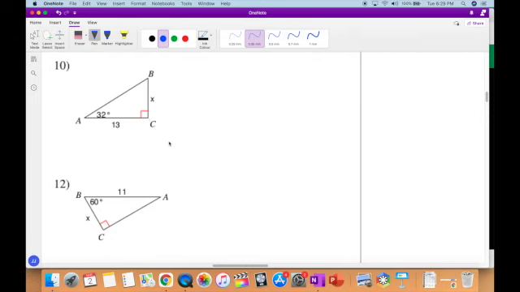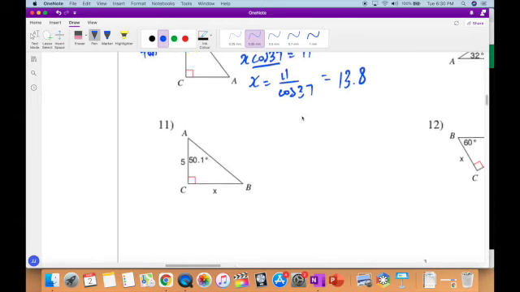All right. So in this one here, you could see that we have the adjacent, and we want the opposite. So it's tan we have to use, right? So the tan of 32 is equal to the opposite, x on top this time, over the adjacent 13. So therefore, I'll just carry the 13 over. Tan 32 is equal to x. So therefore, x is equal to 13 times the tan of 32. You all got 8.1? Yes, sir. All right. Okay.